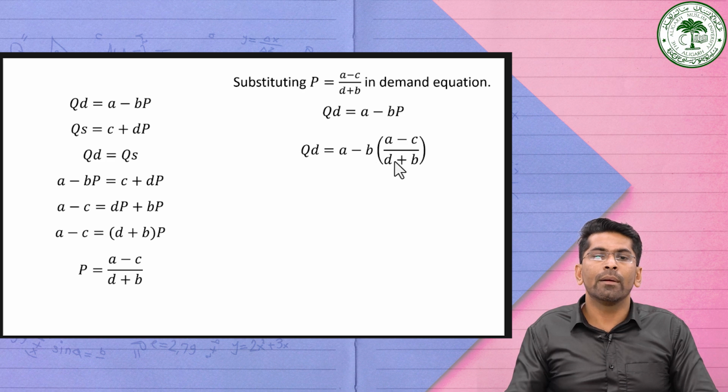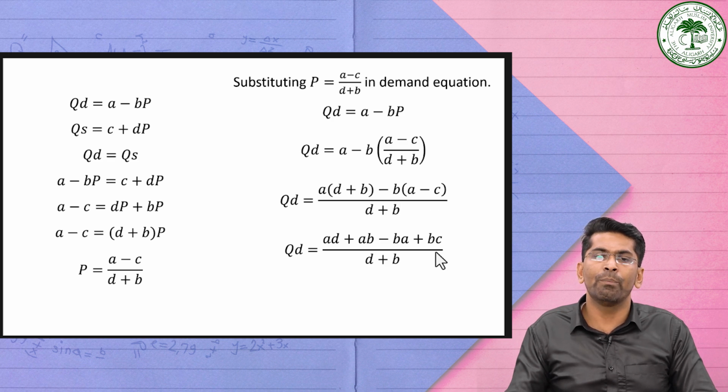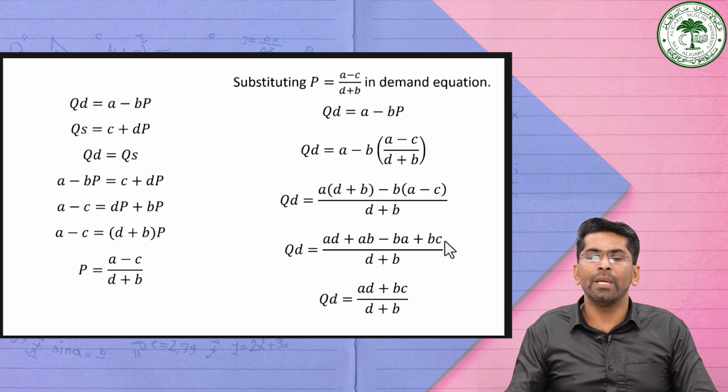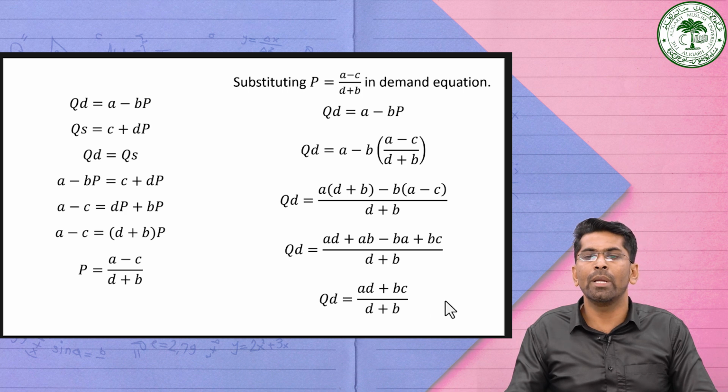Now taking the common denominator for A also, we multiply and divide A by D plus B. Then it becomes A times D plus B minus B times A minus C, whole divided by D plus B. Multiplying the numerator, it becomes AD plus AB minus BA minus B times minus C, so it becomes plus BC, divided by the denominator as it is, D plus B. Here AB minus BA cancels out. What remains is AD plus BC divided by D plus B. This is the quantity demanded in the market, which is also equal to the quantity supplied. So this is the equilibrium price and this is the equilibrium quantity.